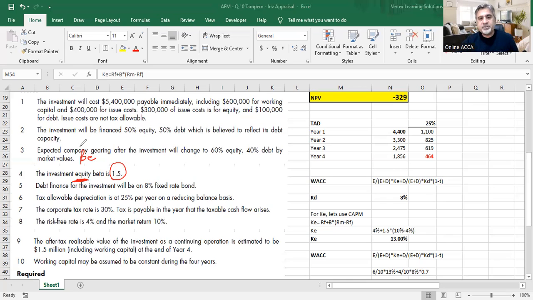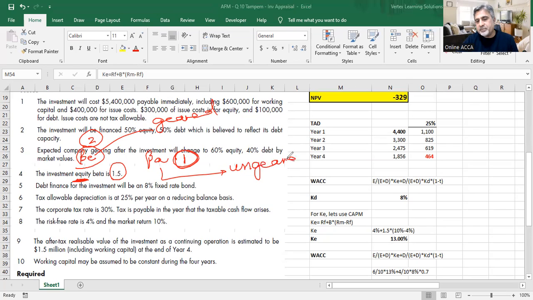And there is another beta, which is called asset beta. Asset beta only has one type of risk, which is the business risk. This one has two risks inside, the business risk and the risk as a result of the presence of debt. So this is called geared beta, because it has gearing impact inside. This BA, we call it ungeared beta. And sometimes in US terms, you call it unlevered beta. Leverage means debt is there. Unlevered, there is no debt.